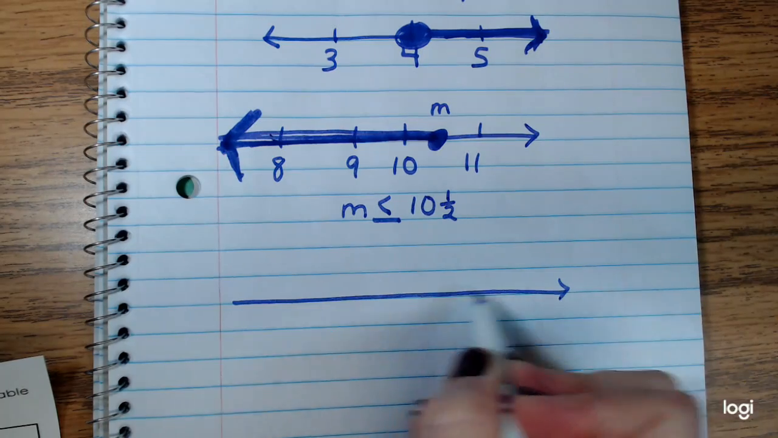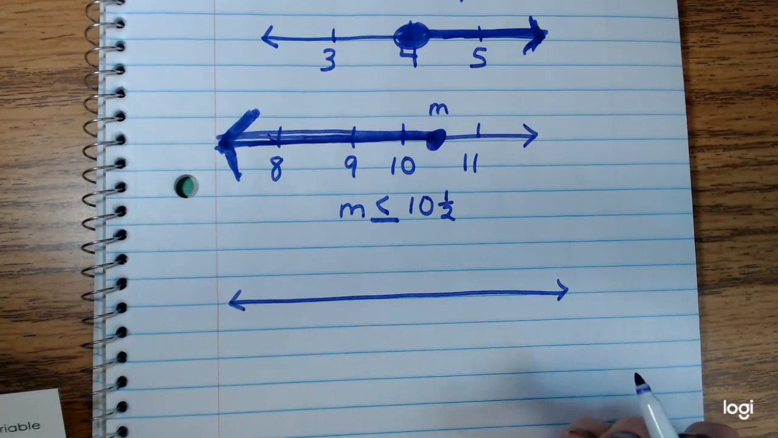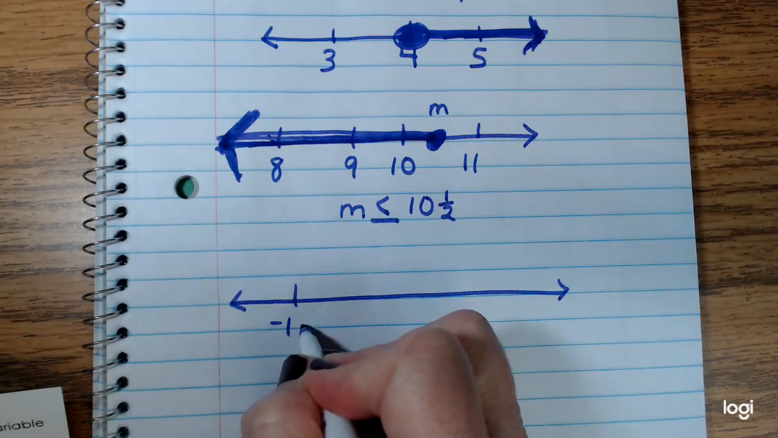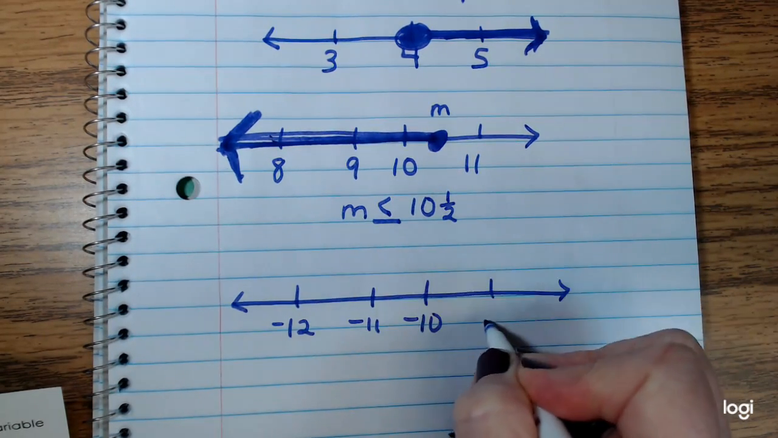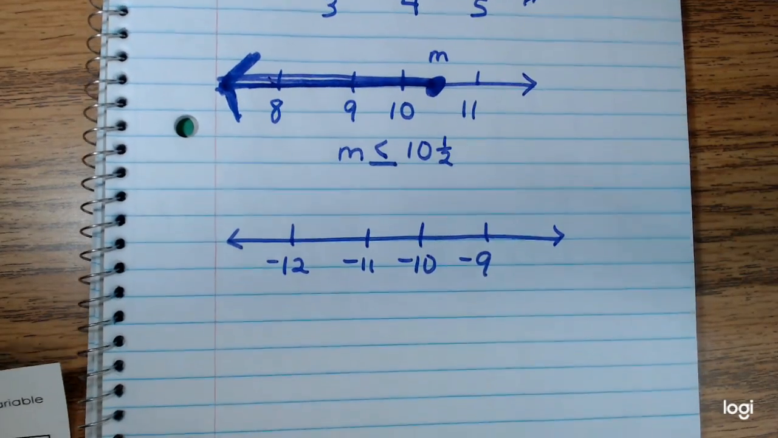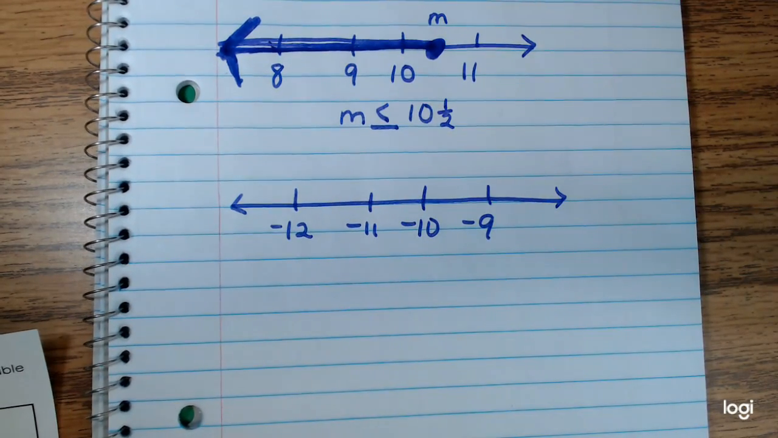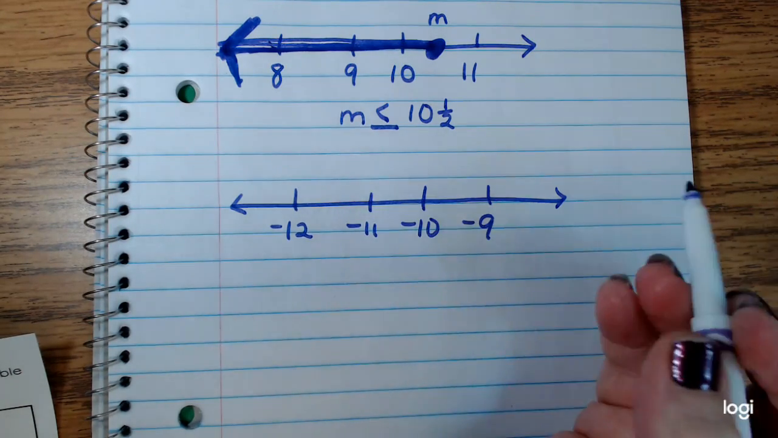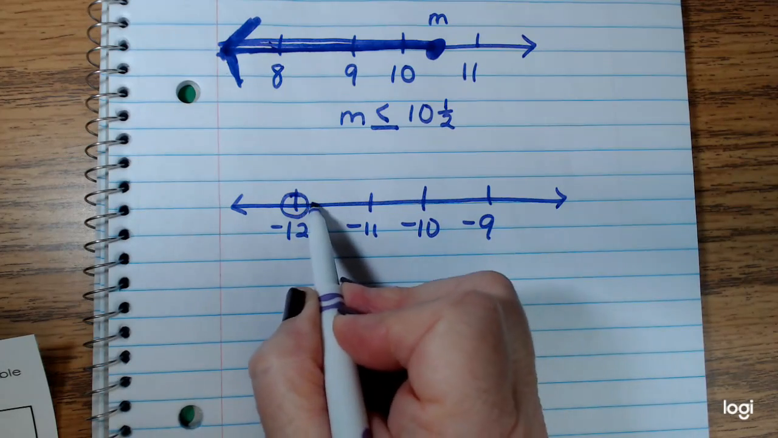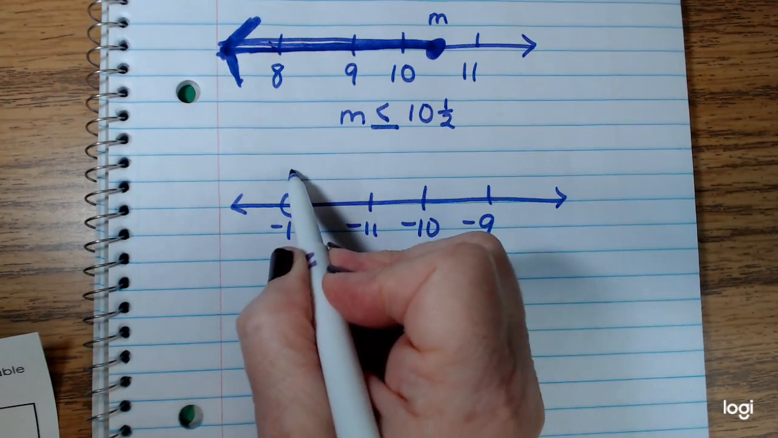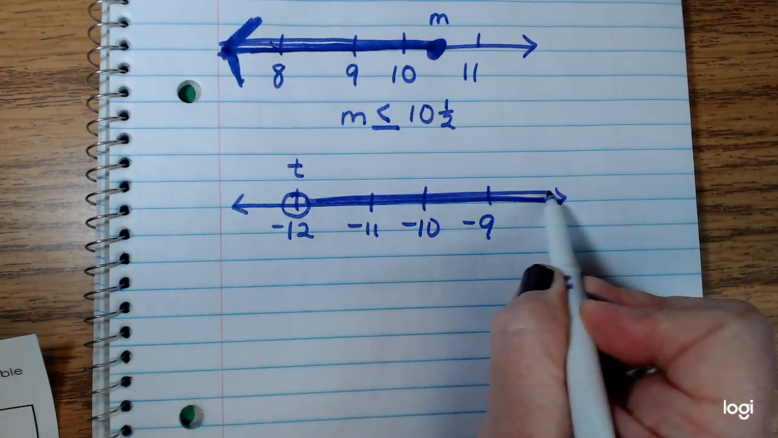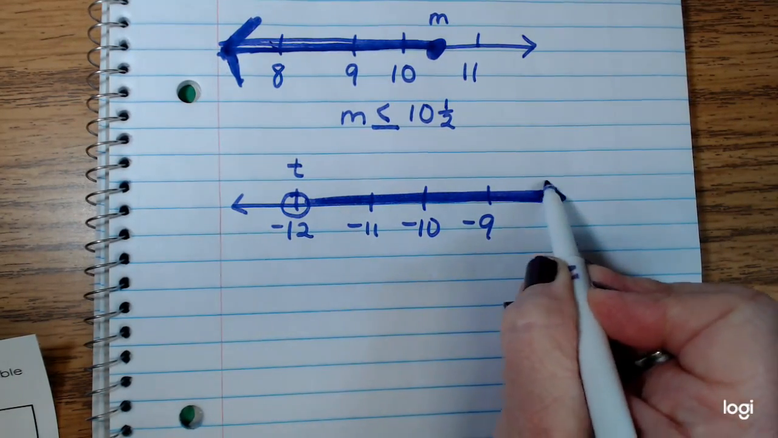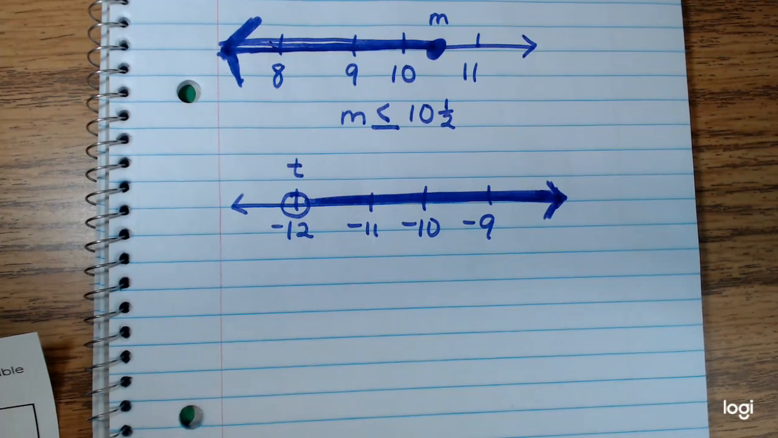See if you can do another one. I'm going to give you -12, -11, -10, and -9. If you would please write that number line in your notes. Let's give you an open circle right here. And let's call that the letter T. I'm going to color for my solutions the number line going that direction.